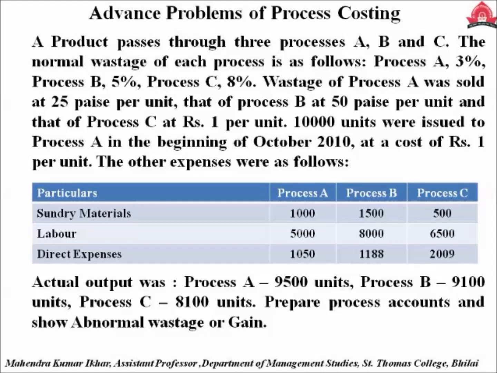10,000 units were issued to process A in the beginning of October 2010 at a cost of rupees 1 per unit. The other expenses of process A, B and C of material, labor and direct expenses are as follows. Actual output was process A 9,500 units, process B 9,100 units and process C 8,100 units. So we will prepare process accounts and show abnormal wastage or gain in the complete question.